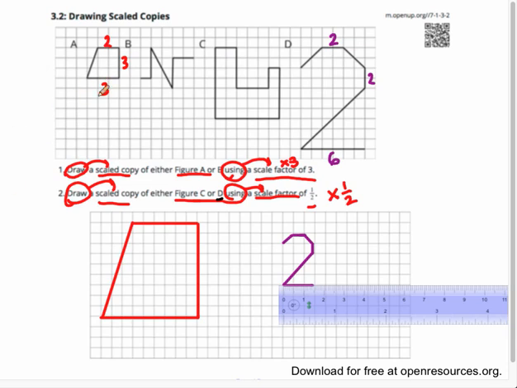Alright, so we learned that to create scale drawings, we need to figure out the lengths of the segments and then multiply them by the scale factor, and then make sure that we follow the exact way that they're drawn here according to their angles. We used a straight edge to figure that out. Let's move on to this one.